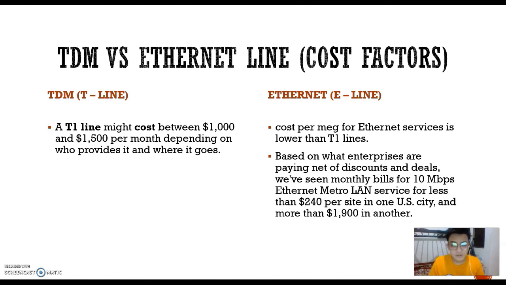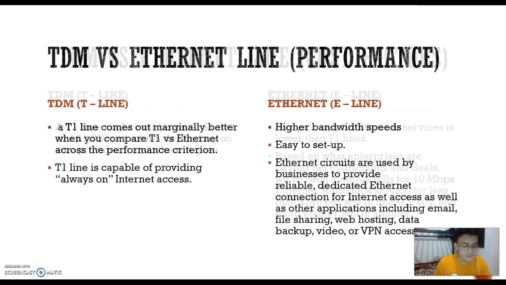A T1 line might cost between $1,000 to $1,500 per month, depending on who provides it and where it goes. Performance. While both these connections perform at really high levels, a T1 line comes out marginally better when you compare T1 versus Ethernet across the performance criteria.